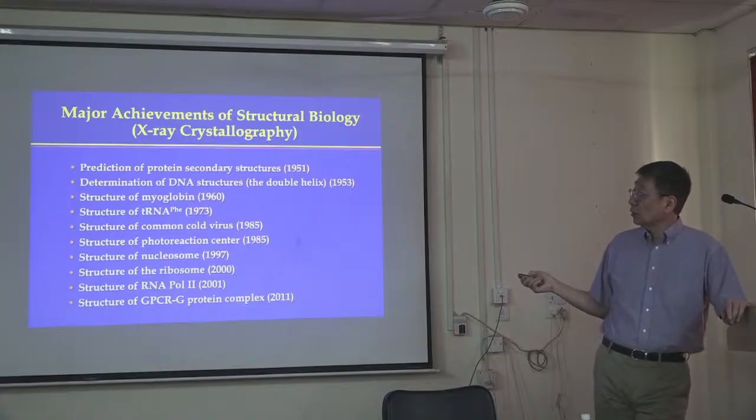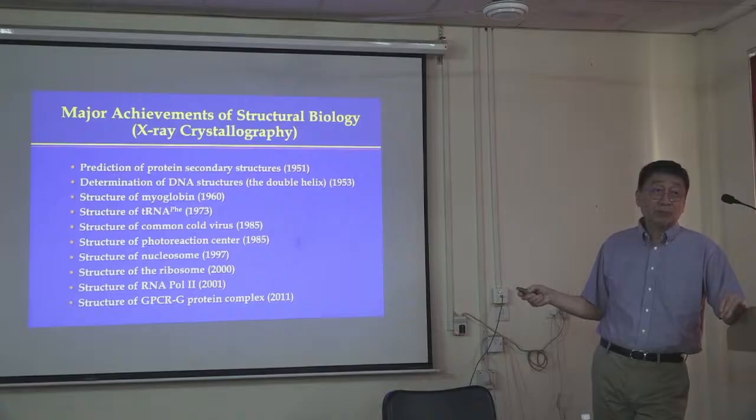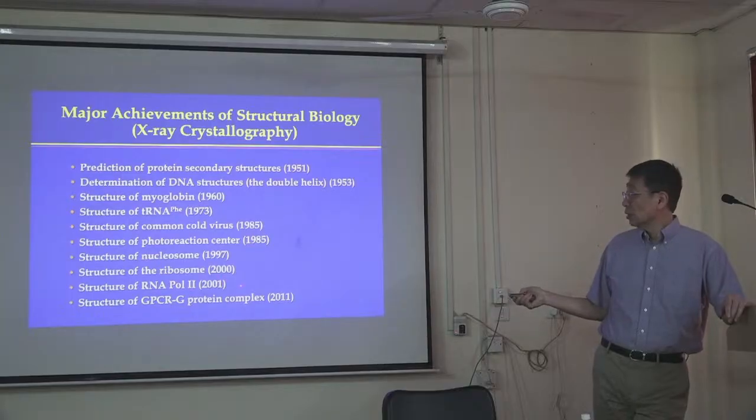And the structure of the first globular protein, myoglobin, 1960. The first RNA molecule, transfer RNA for phenylalanine, 1973, and then a coat virus, 1985, and then the first membrane protein, same year, 1985, the nucleosome, the building block of the genomic material, 1997, the ribosome, 2000, and then RNA polymerase, 2001, and then GPCR, G-protein coupled receptor, 2011.